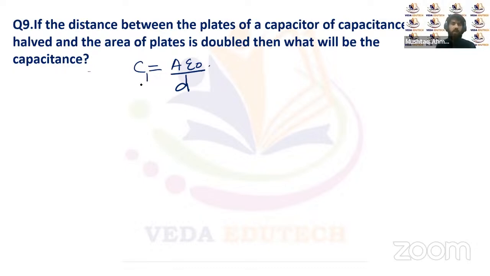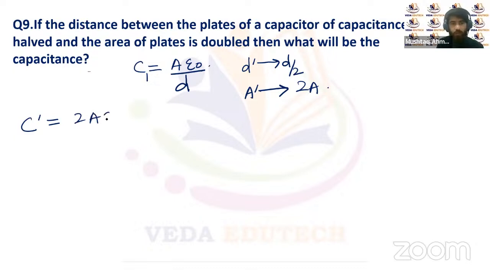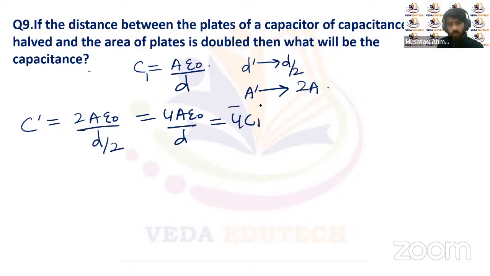Now what we do is that the distance between the plates of the capacitor C1 is halved. The new distance is D dash, that's D over 2, and the new area of these plates becomes double, that's 2 times A. So the new capacitance C dash will be 2 times A epsilon naught upon D over 2, so it will be 4A epsilon naught upon D. It means the capacitance will become 4 times. So the new capacitance will be 4 times C1, or 4 times the initial capacitance. So if we double the area of cross section of the plates and halve the distance between the two plates, then the capacitance of a capacitor will become 4 times, right?